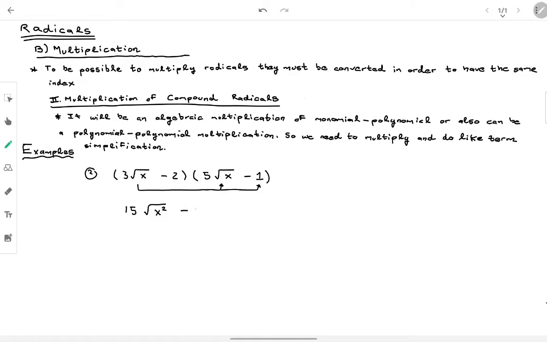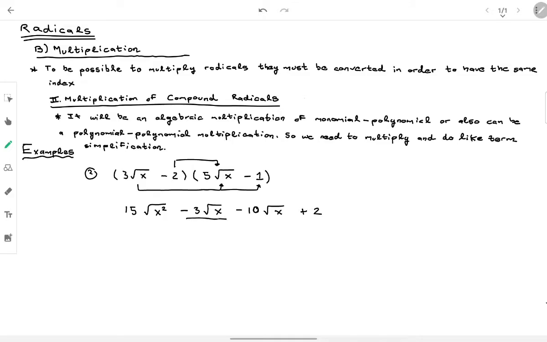So it's going to be only minus 3 that multiplies the square root of x. Then it's going to be the minus 2 that multiplies this one. It's going to be minus 2 times 5, minus 10 the square root of x. And then it's going to be minus 2 times minus 1. It's going to be plus 2.